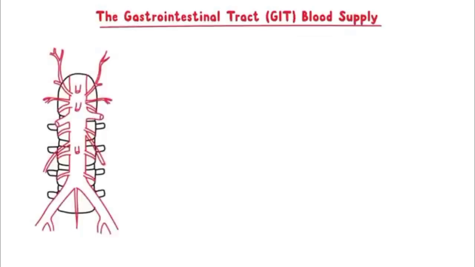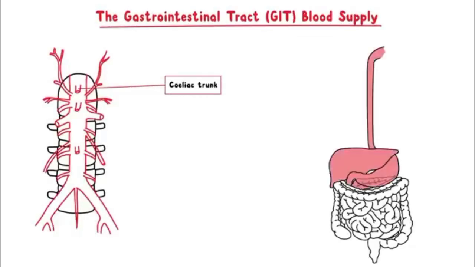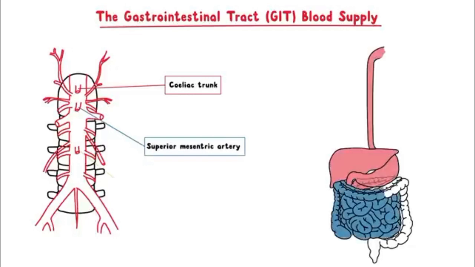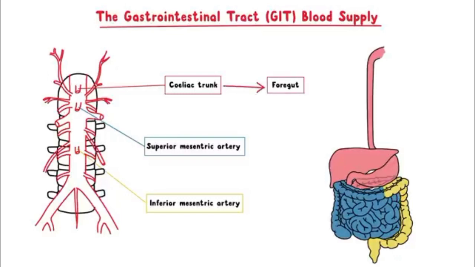The 3 anterior branches of the abdominal aorta, the celiac trunk, the superior mesenteric artery, and the inferior mesenteric artery, are very important as they supply the gastrointestinal tract. In summary, the celiac trunk supplies the foregut, the superior mesenteric artery supplies the midgut, and the inferior mesenteric artery supplies the hindgut.